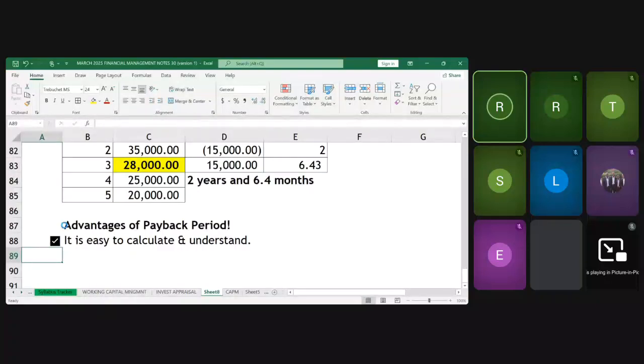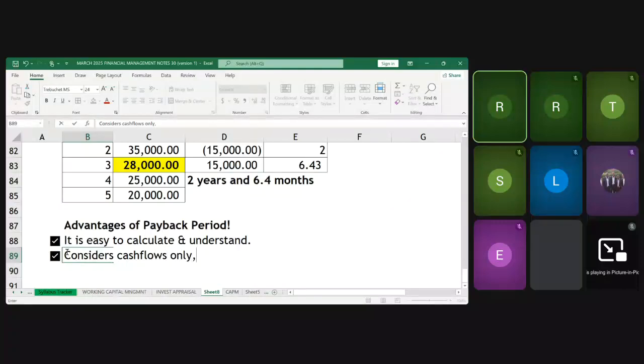Another advantage of payback period is that it considers cash flows only. Unlike ARR, which we are going to look at, when appraising viability of a project, ARR doesn't make use of cash flows, it uses profits. So that is an advantage of us using payback period here.